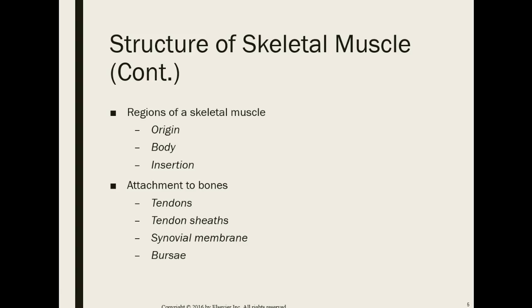The regions of skeletal muscles refers mostly to the attachment point of those muscles. Almost all skeletal muscles are attached to bones with a movable joint between them. So really the only bone that's not going to have any sort of attachment to another bone is that hyoid bone in the neck. When we're talking about origin, this is referring to the attachment to the stationary bone. The insertion is going to be the attachment to the movable bone, and then the body is actually the muscle organ itself.